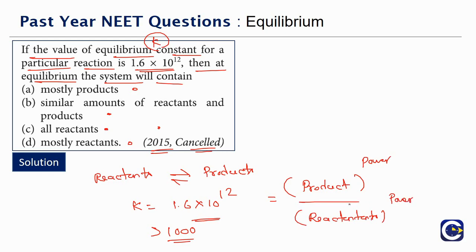The powers are nothing but the coefficients in the balanced equation. So if you look at the significance of the numerical value of K, if K is more than 1000 means generally what is the understanding? The products are going to be in much higher proportion than the reactants. So here you can see the value of K is not only more than 1000. So look at the order, it is 10 to the power of 12, which means we are going to be predominantly or mostly containing products.